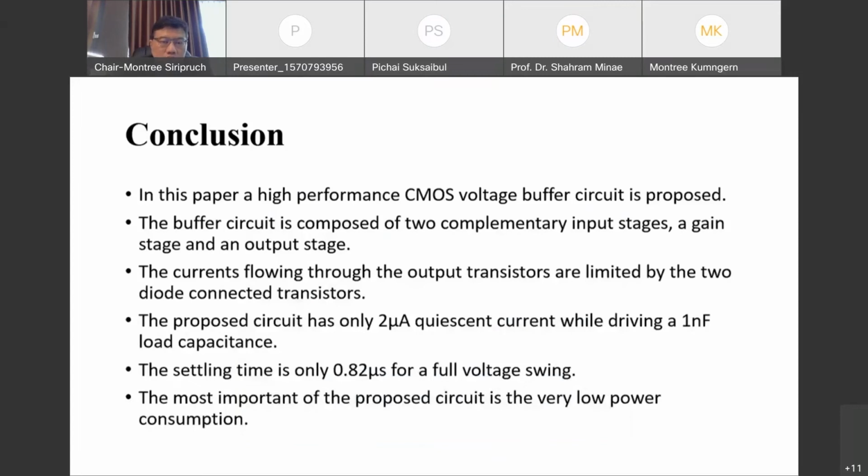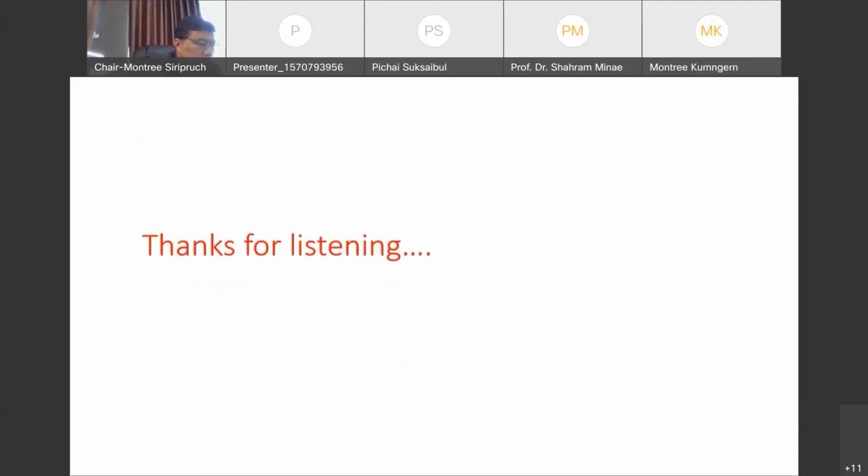To conclude the presentation, we proposed in this paper a high-performance CMOS voltage buffer circuit. This circuit is composed of two complementary input stages, or constant-gm input stages, a gain stage and an output stage. The proposed solution only has 2 microamperes quiescent current while driving a 1 nanofarad load capacitance. And the settling time is only 0.82 microseconds for full voltage swing. And the most important part of the proposed circuit is the very low power consumption. Thanks for listening.